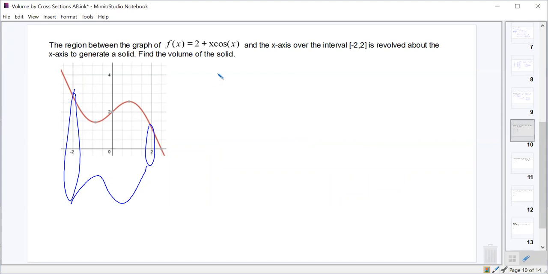By using an integral. That's right. And our integral is going to have to be done in terms of x, because we're going to slice it vertically. So the thickness of these cross sections will be very, very thin in the x direction. It should be pi times the integral from -2 to 2 of our radius. Well, our radius is just from the x-axis to the function, isn't it? That's y. So it ought to be (2 plus x cosine x) squared dx. Does that setup make sense to everybody?